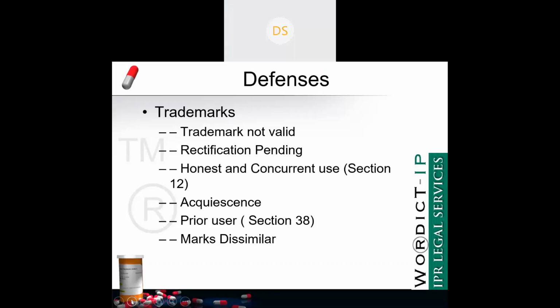Then next is rectification pending. Suppose there is a rectification pending, I told you under Section 124, there can be a stay granted because there can't be two different orders on the same subject matter. So multiplicity of orders is avoided by getting a stay.